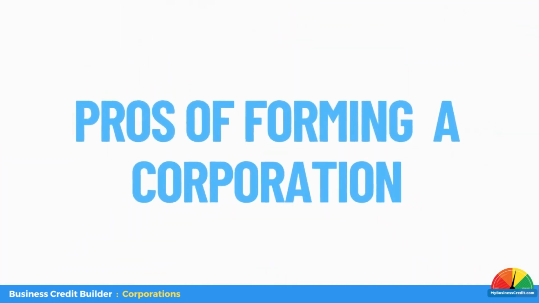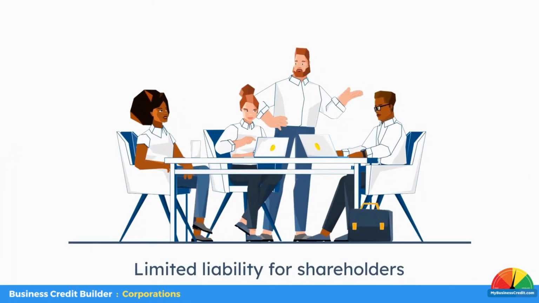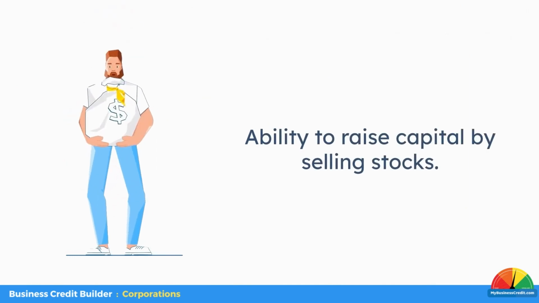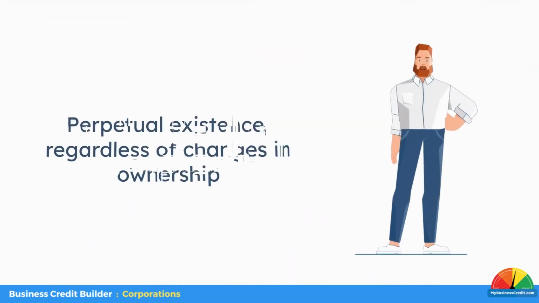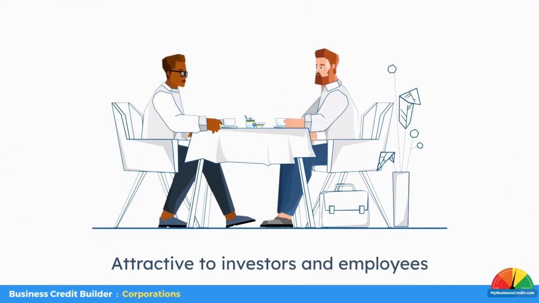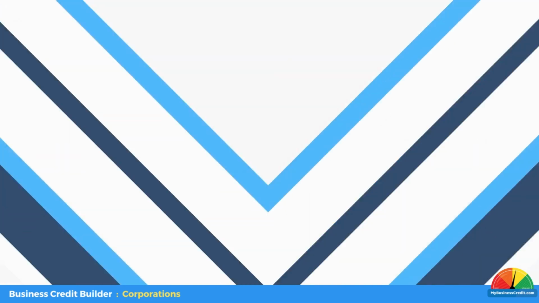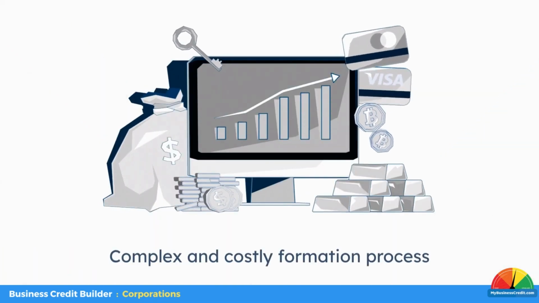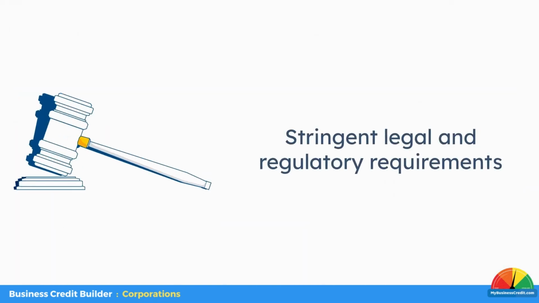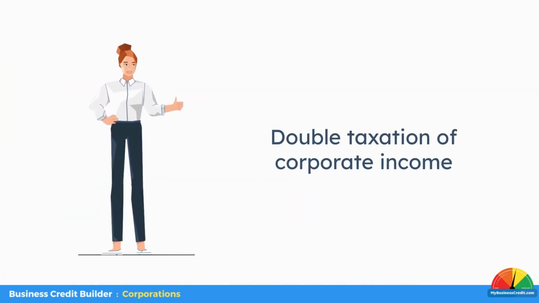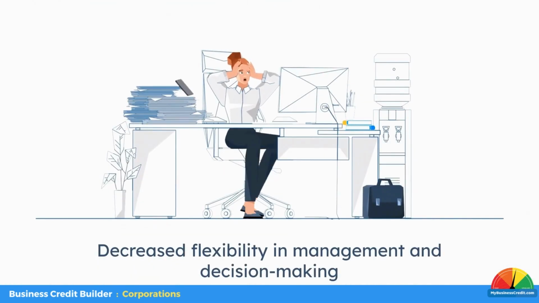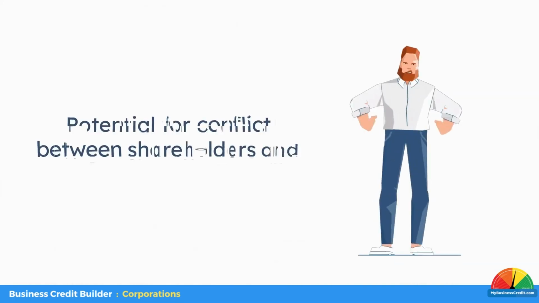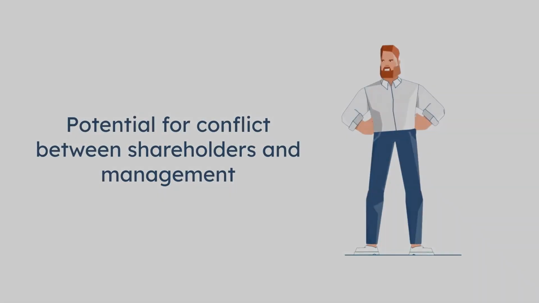Pros of forming a corporation: limited liability for shareholders, ability to raise capital by selling stocks, perpetual existence regardless of changes in ownership, attractive to investors and employees, separate tax entity. Cons of forming a corporation: complex and costly formation process, stringent legal and regulatory requirements, double taxation of corporate income, decreased flexibility in management and decision-making, potential for conflict between shareholders and management.